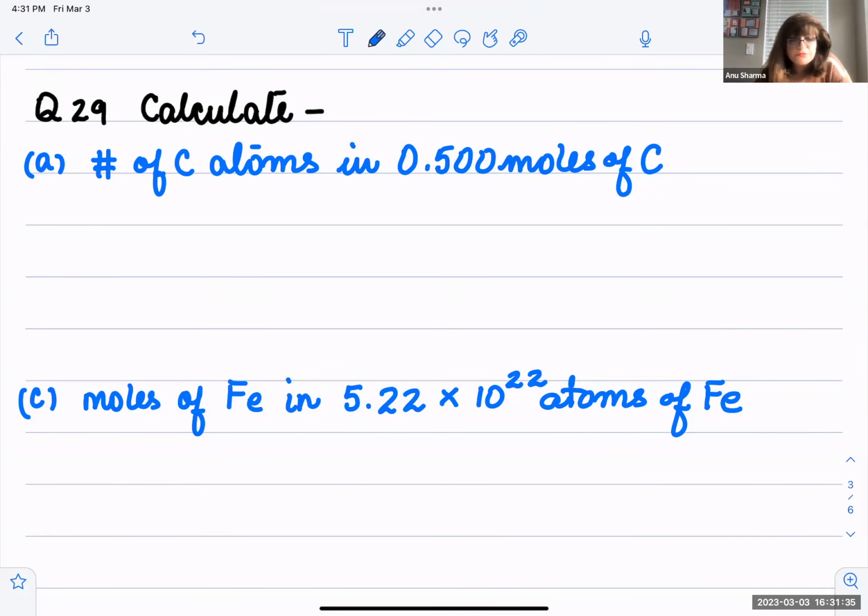Okay, let's look at these problems on moles. So the first question is, calculate the number of carbon atoms that are present in 0.500 moles of carbon.